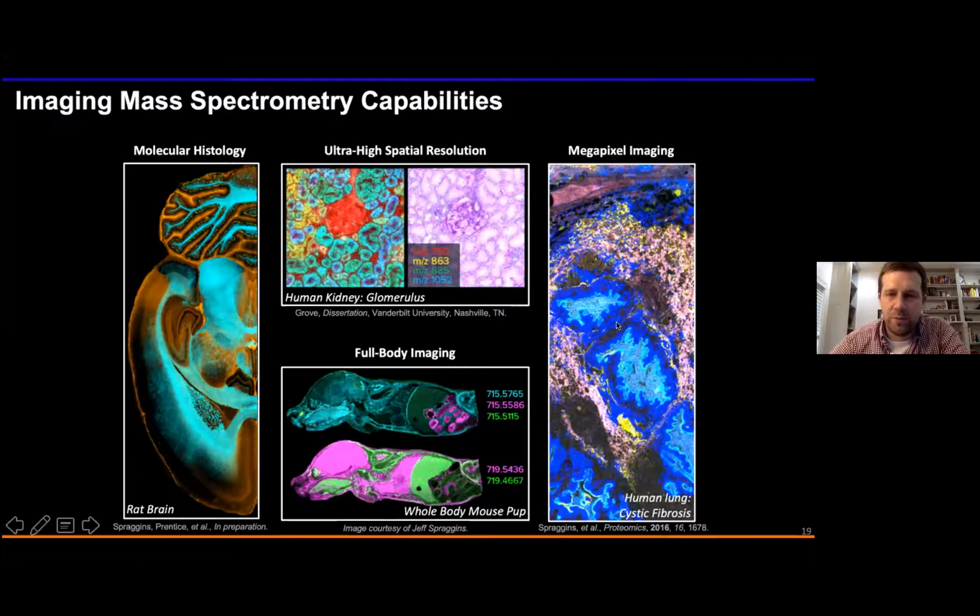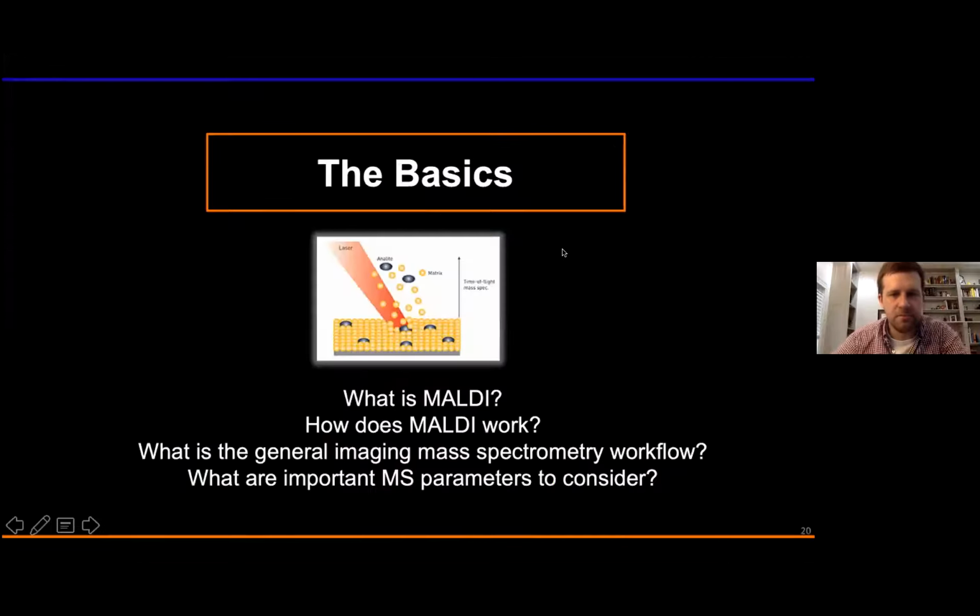We're also capable of making these measurements with much higher throughput than we could maybe a decade ago. We're capable of measuring relatively large tissue areas, or even image areas that cover 1 million pixels. I'll touch on some of these advances later in the talk. Okay, so let's take a step back and start with some of the basics of imaging mass spectrometry. Again, I'm going to focus on MALDI.